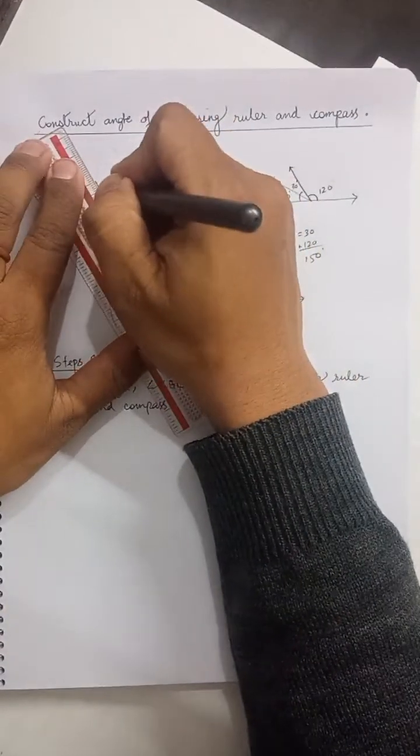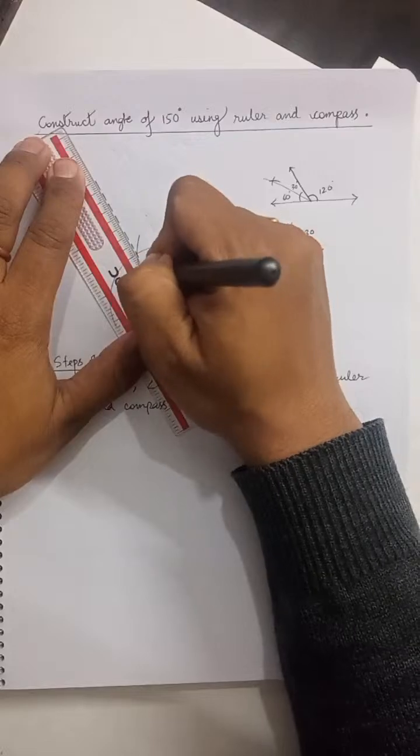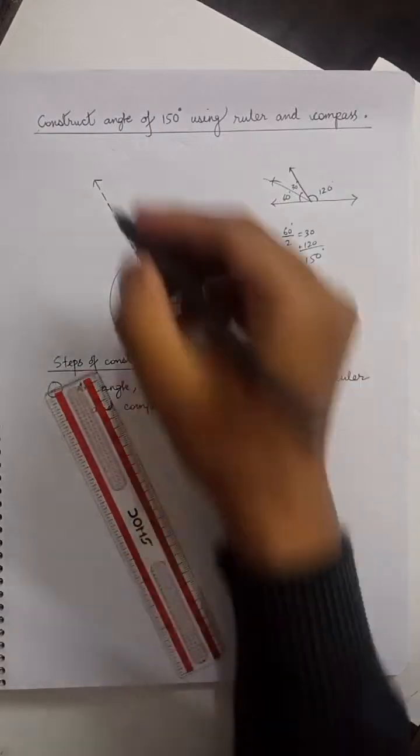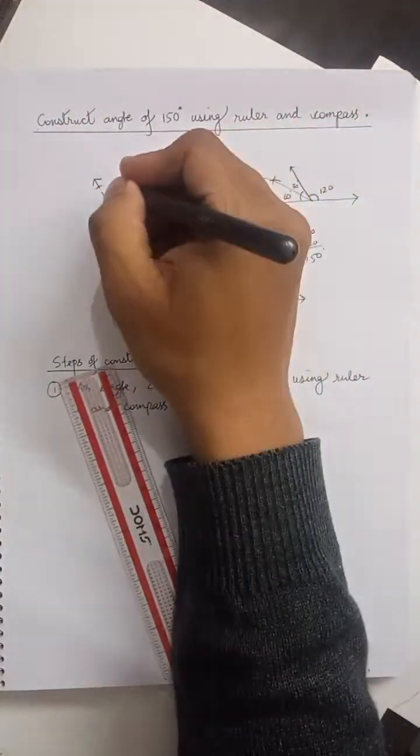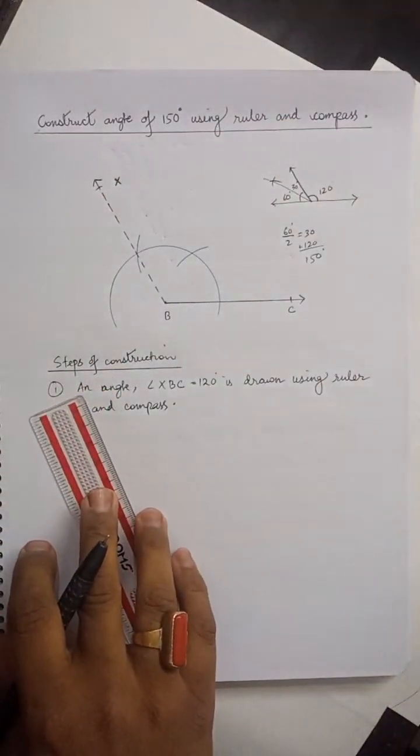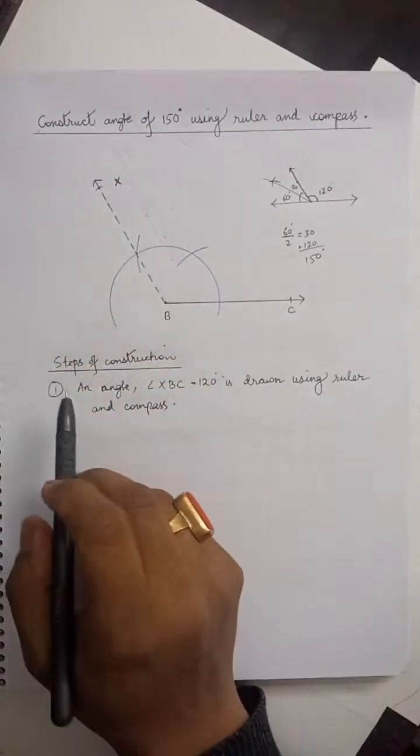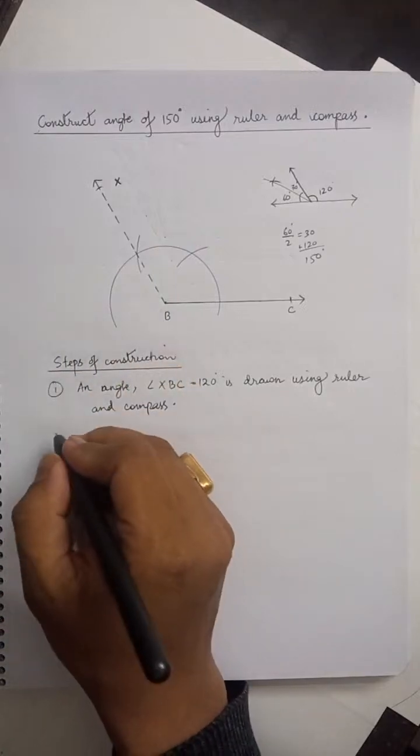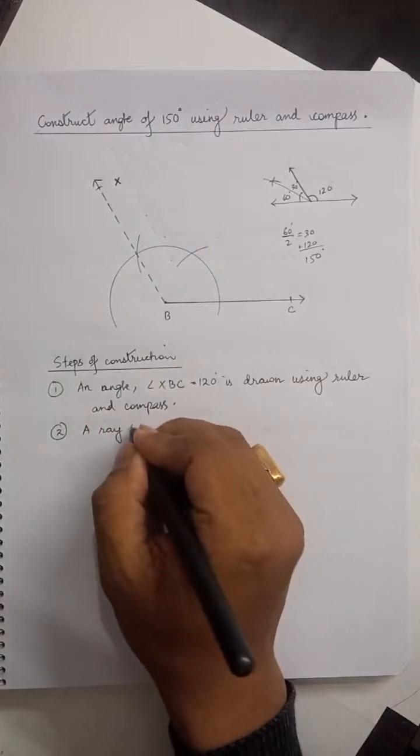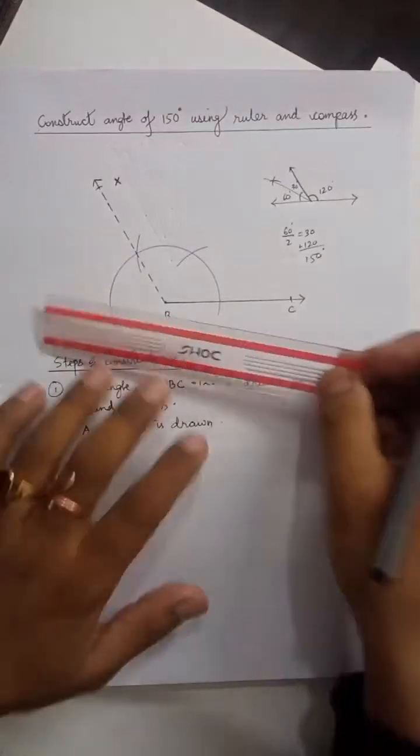I am drawing it using a dotted line because this is not what we are required to find, and moreover it will avoid any kind of confusion. So this is our ray XB and angle XBC. Now we'll extend this, let me name it D. A ray BD is drawn. So let me draw the ray BD.